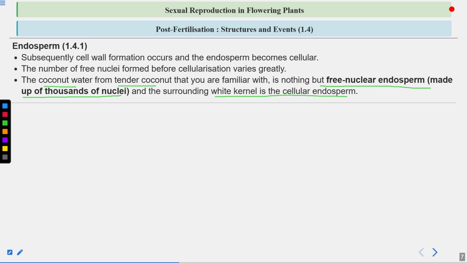Now the third type is the halobial one. In halobial endosperm, at some places you see the cellular endosperm, and at some places you see the nuclear endosperm in patches. That is why it is called halobial endosperm. According to the NCERT, you have to study about the nuclear endosperm, the free nuclear endosperm, which forms cellular endosperm later on. The example given here is the coconut.